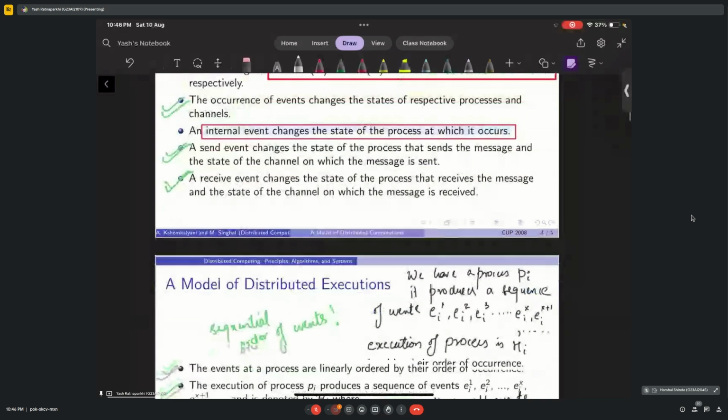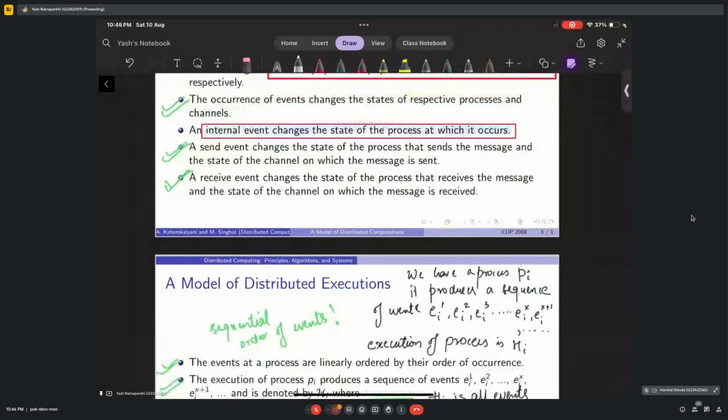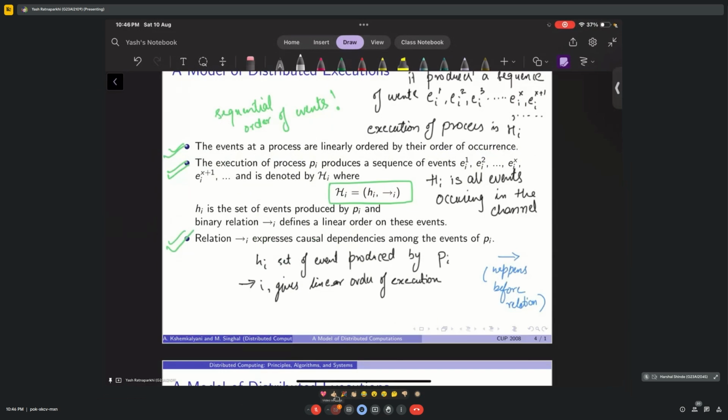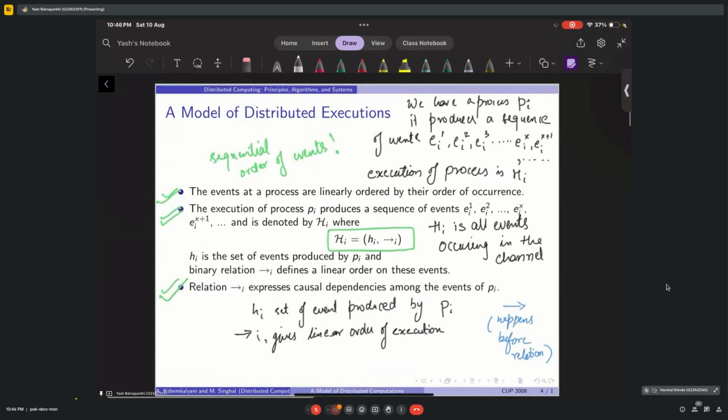And similarly, the receive event changes the state of the process that received the message and the state of the channel on which the message is received. Understood? Is it clear till here? Any doubts? Okay, cool. Let's go further.